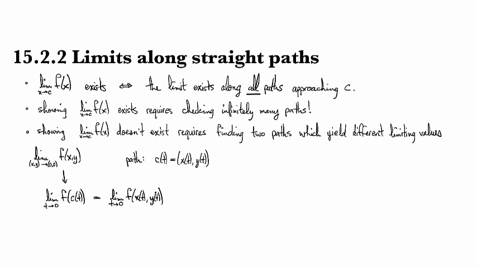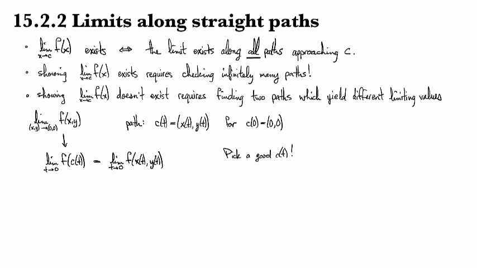Okay, so now this is assuming that c has been chosen so that it passes through the origin at time 0. So I need that there. Okay, so then it's just a question of picking a nice c, a nice path. Okay, so that's what we'll do.